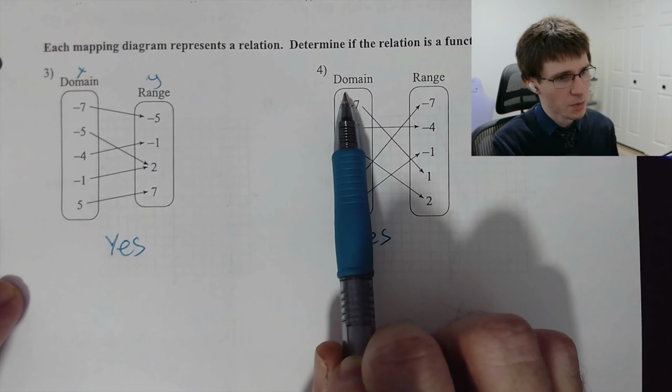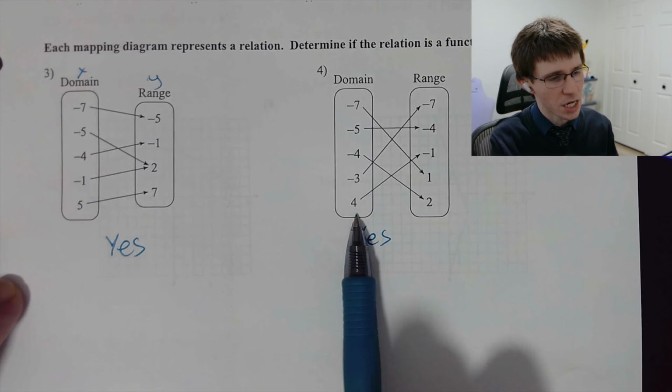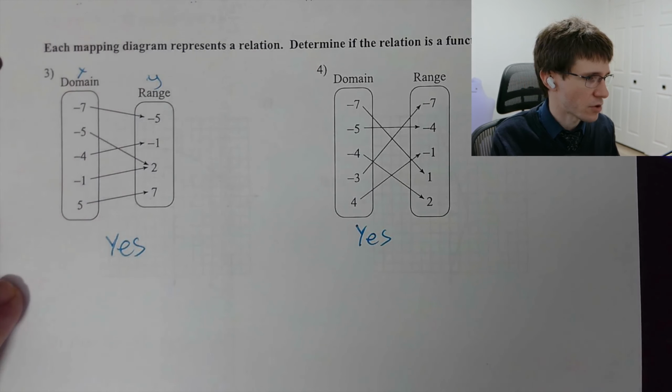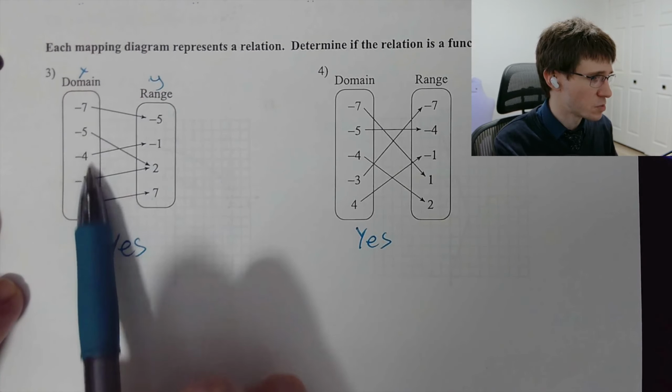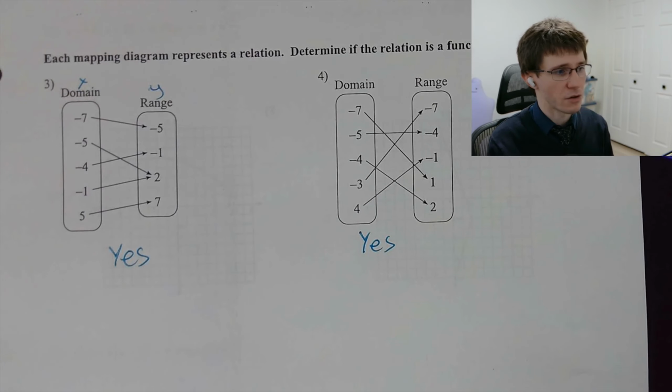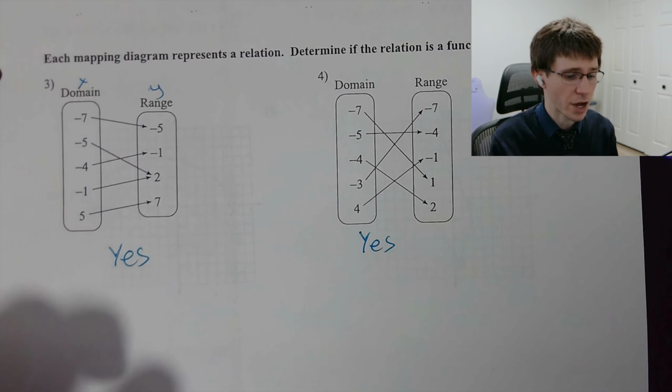On this one, the same thing happens. We have no repeated arrows from an x value, and therefore we have another yes. Please note that it is not a problem that these x values both go to the same y value. That is okay, and that happens a lot on functions such as parabolas and absolute value.